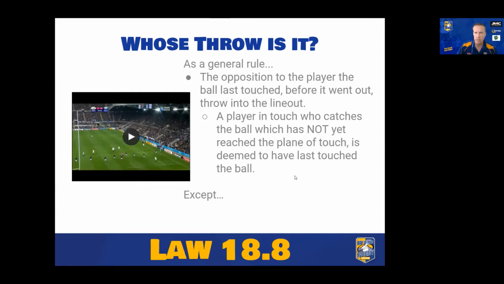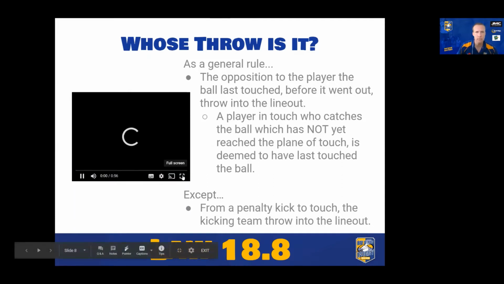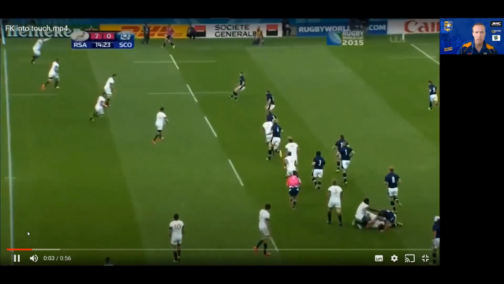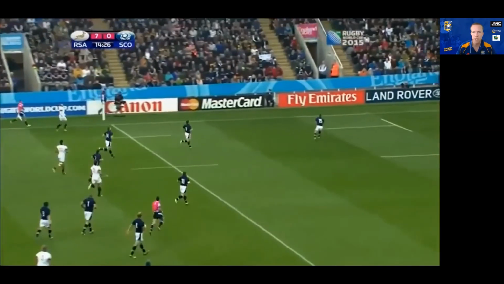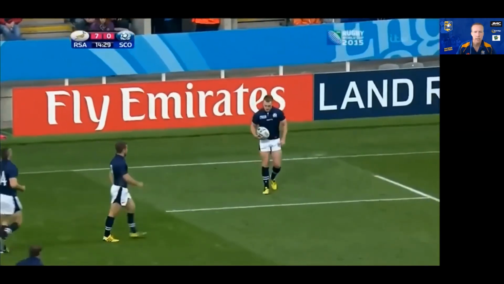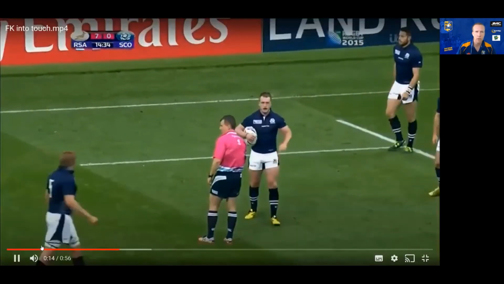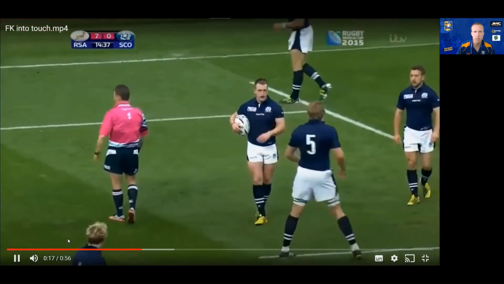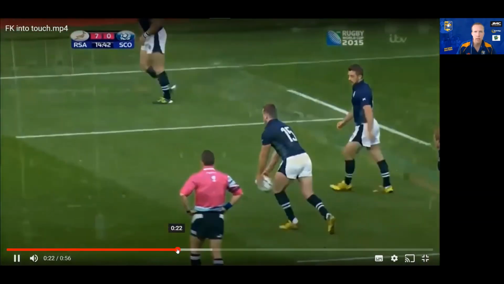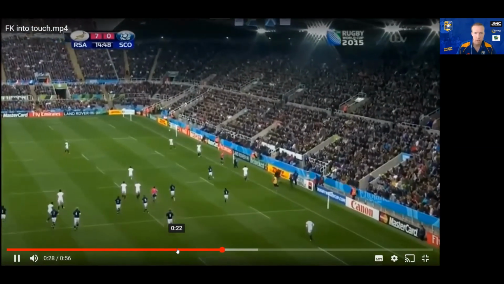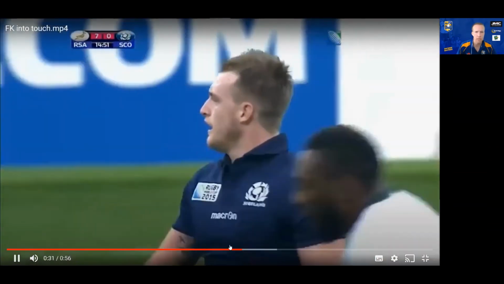The only time that the opposition don't throw the ball in is when there's a penalty kick; the kicking team throw into the lineout. You'll see here a free kick. A mark is awarded, a free kick is taken. This is not a penalty kick. The player is inside their own 22 and elects to kick for touch. So, free kick only, the opposition throw into the lineout.